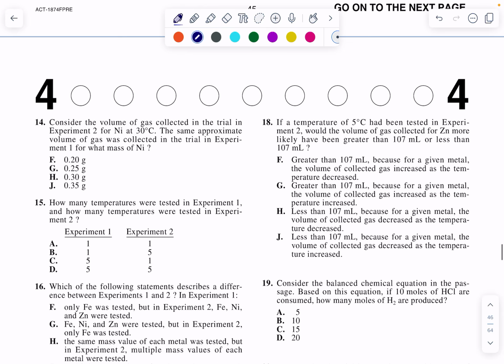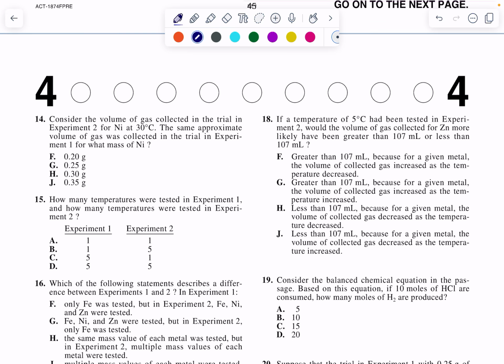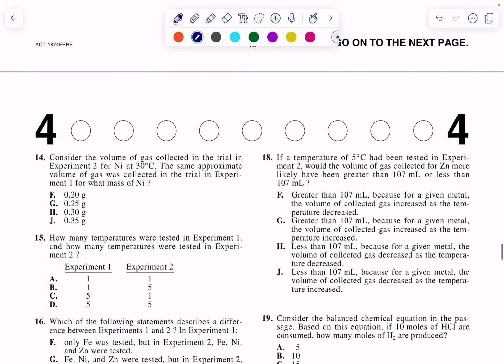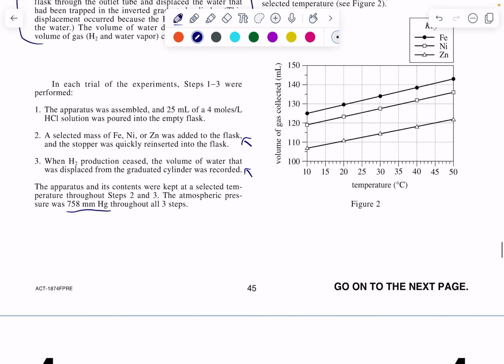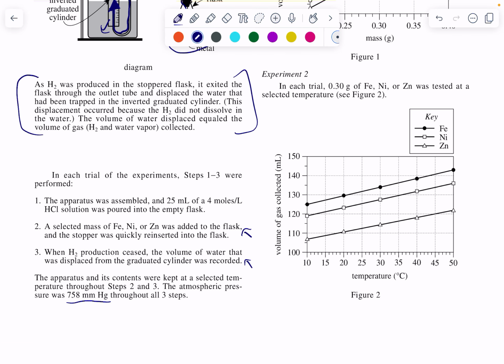Okay, let's jump to the questions. Consider the volume of gas collected in the trial in experiment 2 for nickel at 30 degrees Celsius. The same approximate volume of gas was collected in the trial in experiment 1 for what mass of nickel? So this first one, let's take a look at experiment 2. In each trial, 0.3 grams of iron, nickel, or zinc was tested at a selected temperature. So we want 30 degrees, and nickel is the square one. So at 30 degrees Celsius, the nickel produces about 128 milliliters of gas, we'll say.